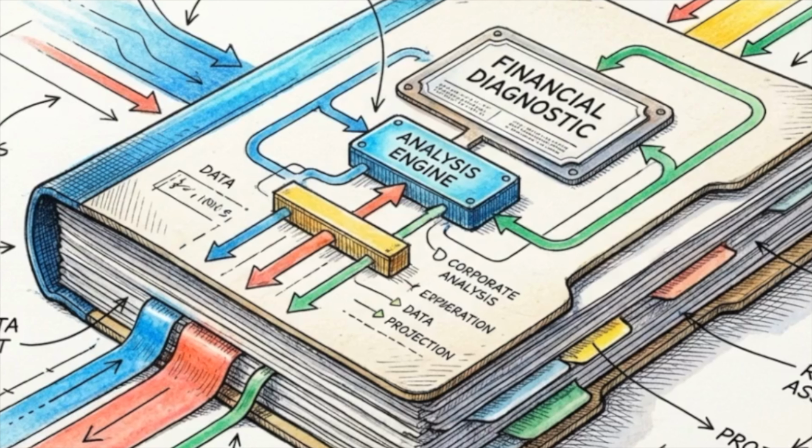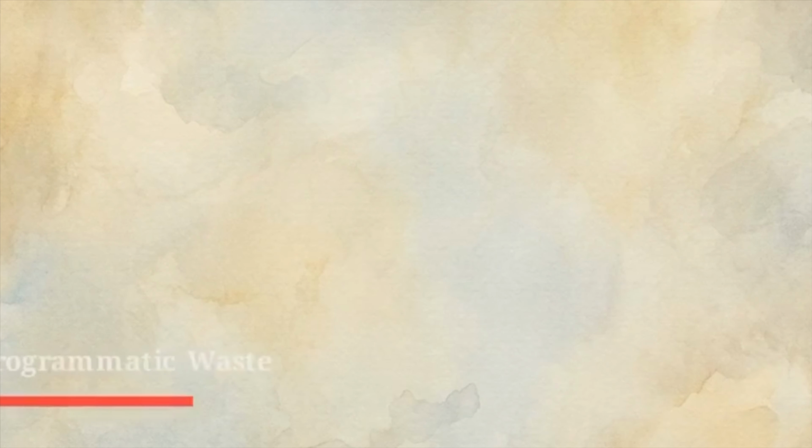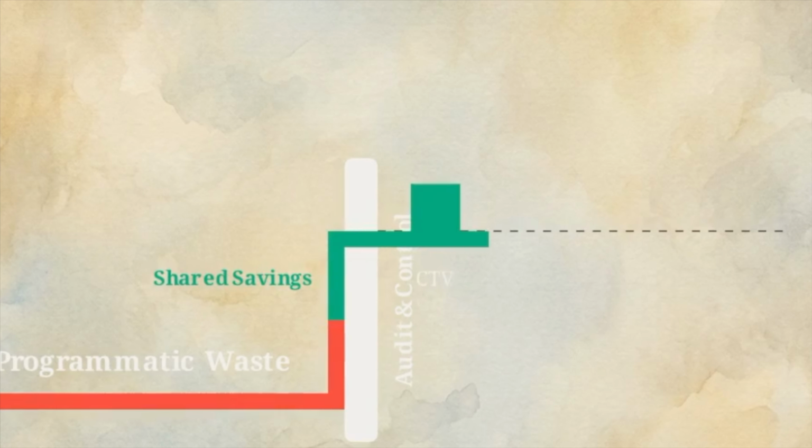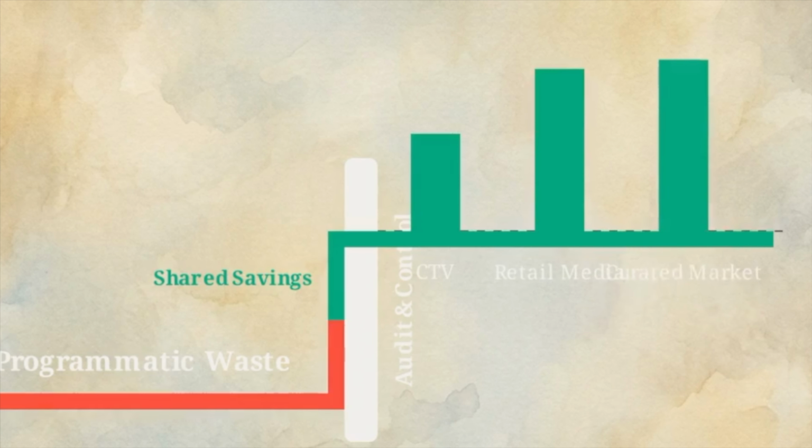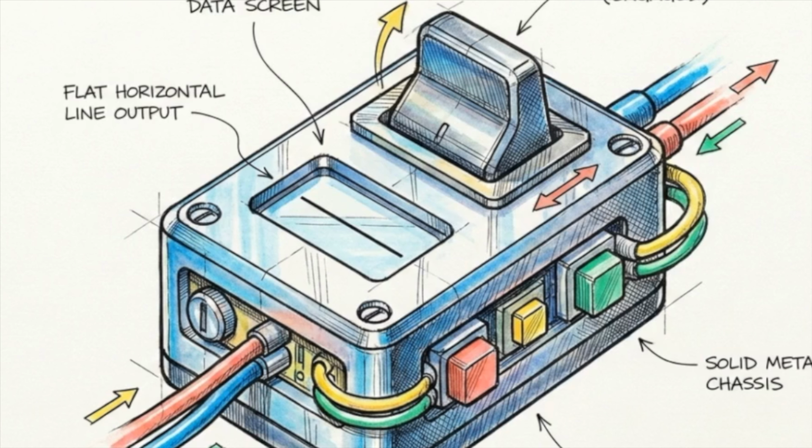Present this audit plan to your CFO. By using a shared savings model, you can recapture wasted spend and reinvest it into proven growth drivers. Technology should serve to restore operational capability. It should never be used to hide waste.